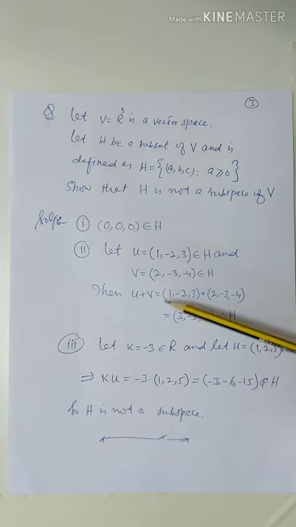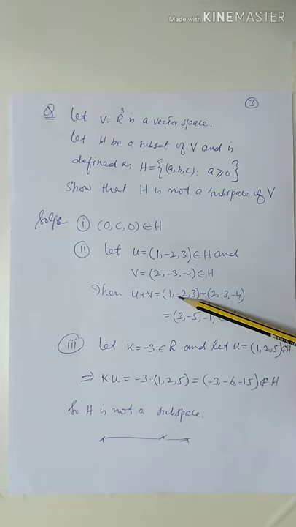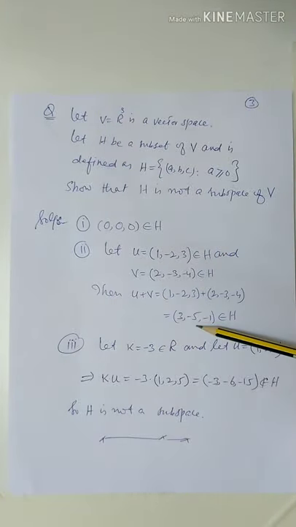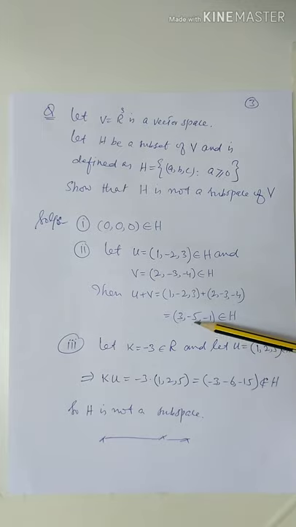And now we want to check whether u plus v belongs to H or not. So this was u, plus this v. If I add, 1 plus 2 is 3, minus 2 plus minus 3 is minus 5, and 3 plus minus 4 is minus 1. So this again belongs to H, because here A is 3, and 3 is greater than or equal to 0. So it satisfies this condition. There is no need to check what is happening in B and C. You only have to check A in the given condition.